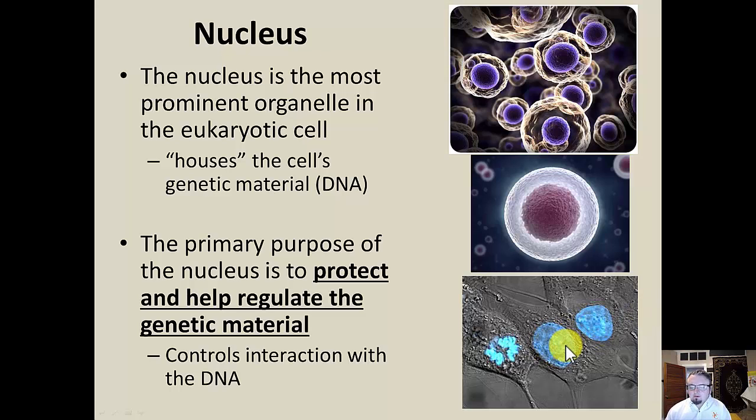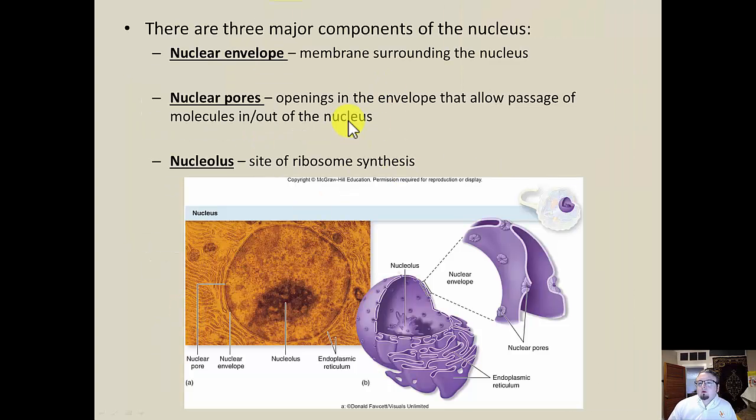So here it states that the primary purpose is to protect the DNA and also help regulate what goes in and out. Kind of like how our skull and the spine help protect the brain and spinal cord and control what goes in and out. The nucleus is itself one thing, but it's made up of at least three distinct components, and we're just going to focus on the three major components.